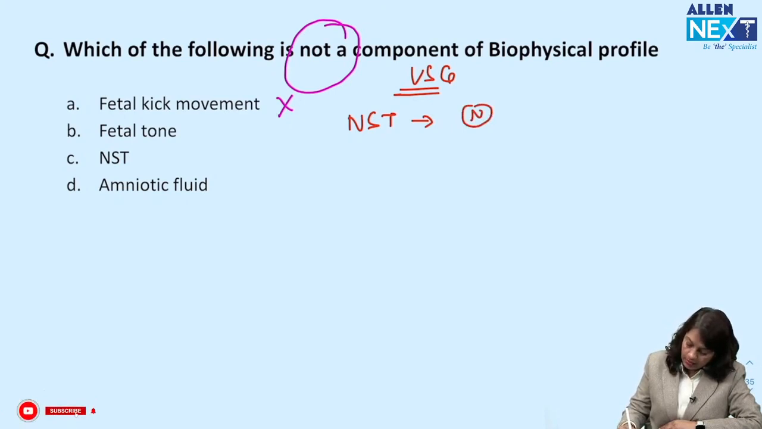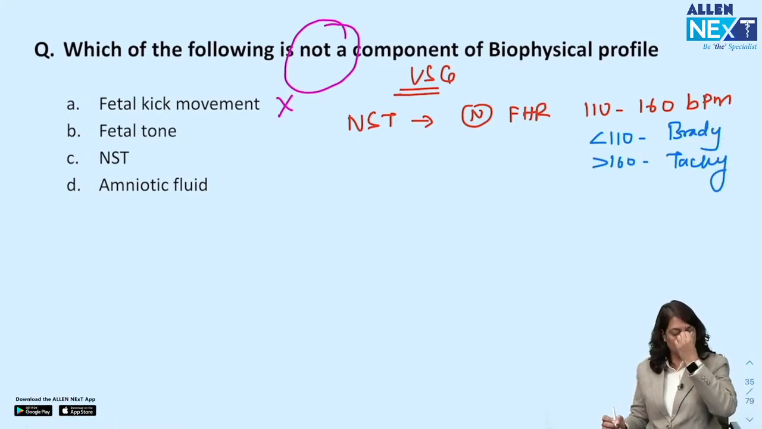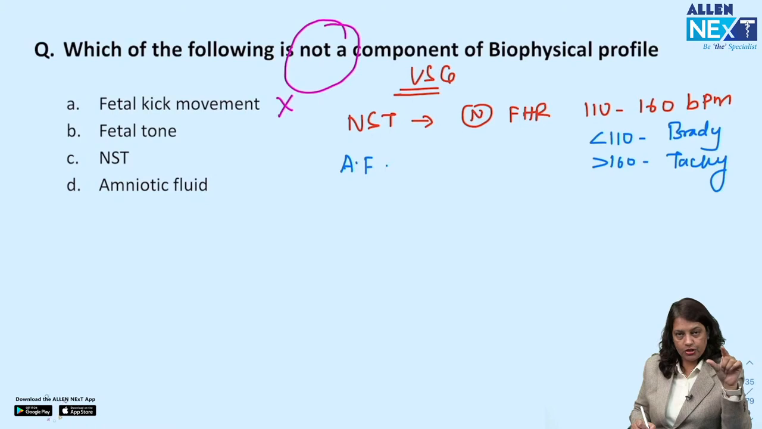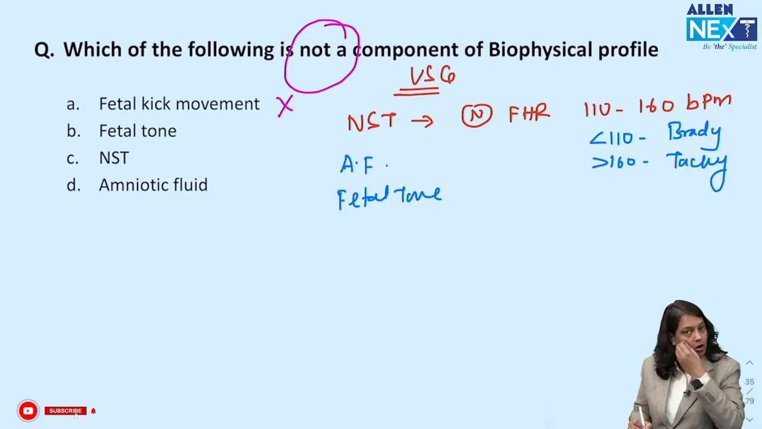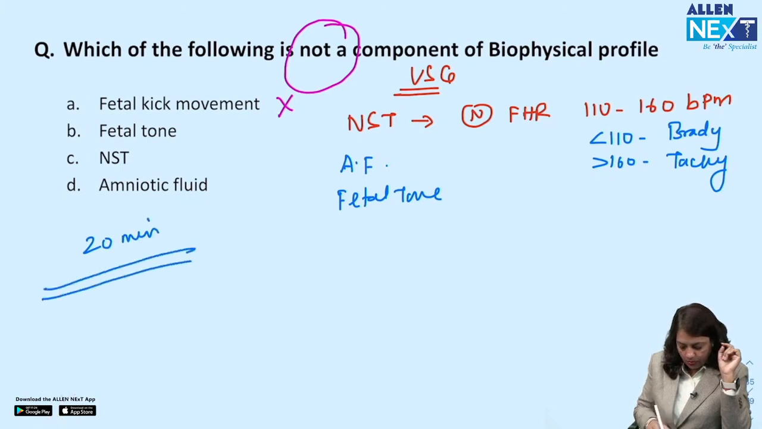So normal fetal heart rate is between 110 to 160 beats per minute. Less than 110 is fetal bradycardia. More than 160 is fetal tachycardia. Both mean fetal distress. Next is amniotic fluid. The abdomen is divided into 4 quadrants and you check the liquor pockets. Then fetal tone. Normally fetus is flexed to at least one movement. So 20 to 30 minutes आप ultrasound करते हैं and you check these 5 different fetal parameters.